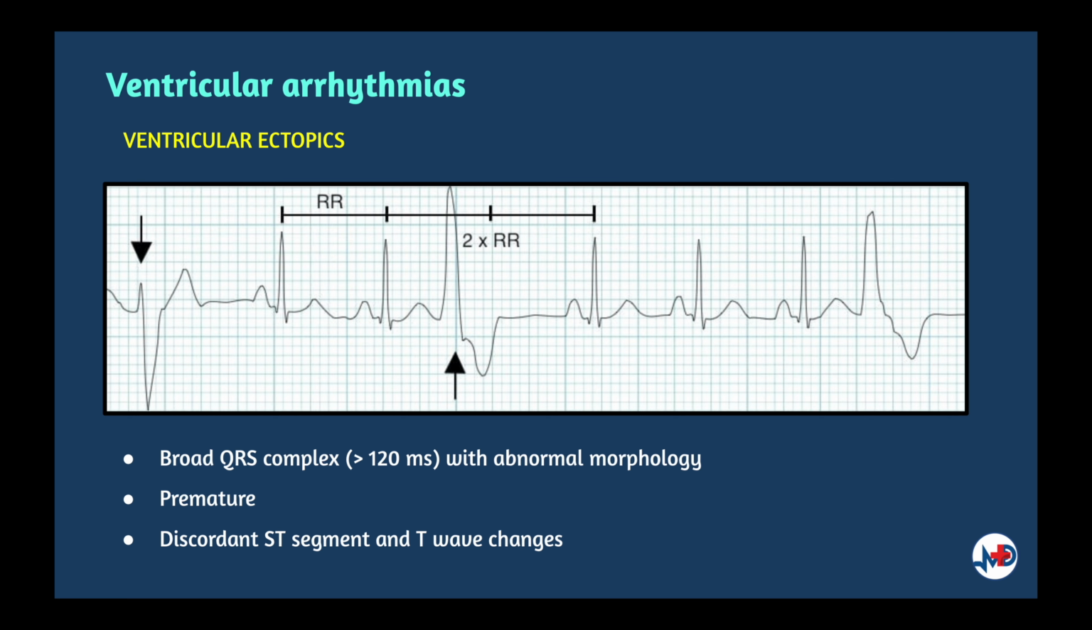So typically the ectopics are broad QRS complexes, which is more than 120 milliseconds, with abnormal morphology. It could be premature, which means it occurs earlier than would be expected for the next sinus impulse. Discordant ST segment and T wave changes are seen, usually followed by a full compensatory pause, and retrograde capture of the atria may or may not occur.